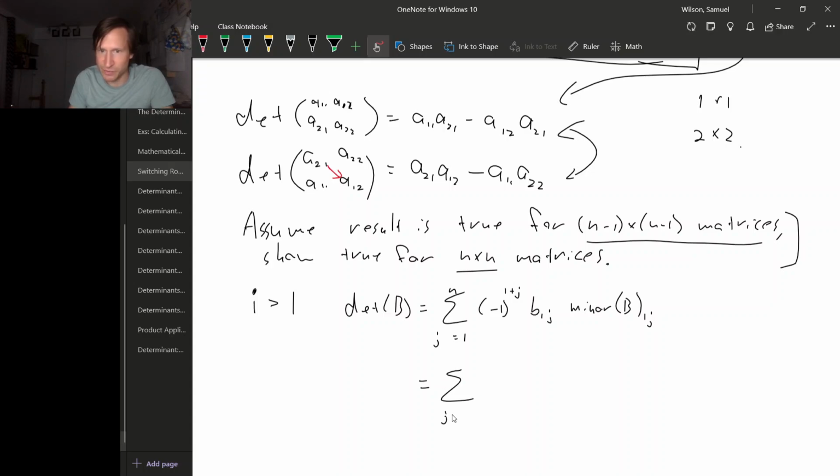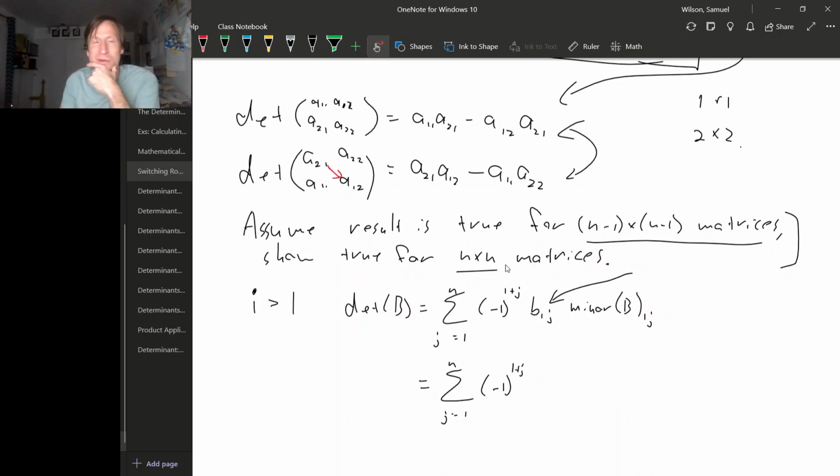So this is the sum from j equals 1 to n of minus 1 to the 1 plus j. B1j, well, how is the B matrix related to the A matrix? The B and the A matrix have the I and I plus first rows switched. So this B1j is in the first row, but that's not one of the ones that has been switched. So this is actually the same as the first row of A, so A1j. And now what about the B1j minor?